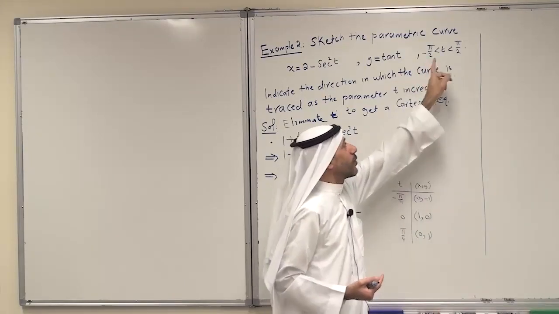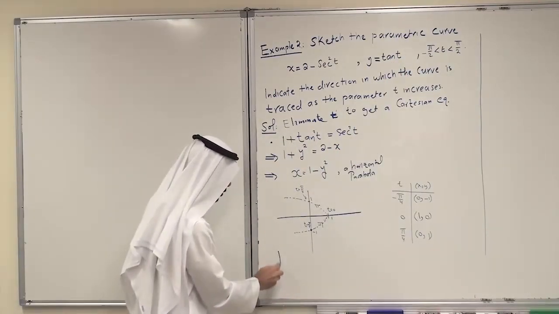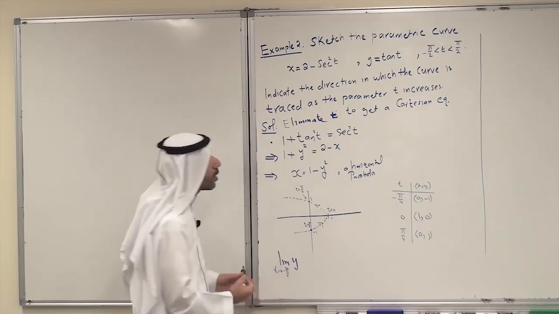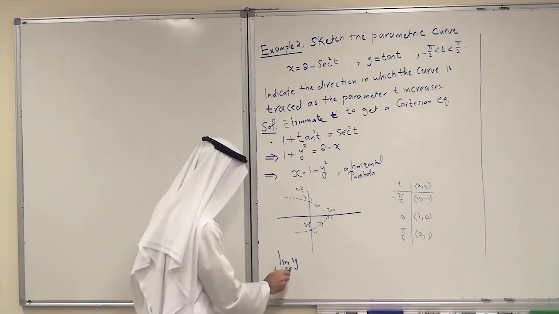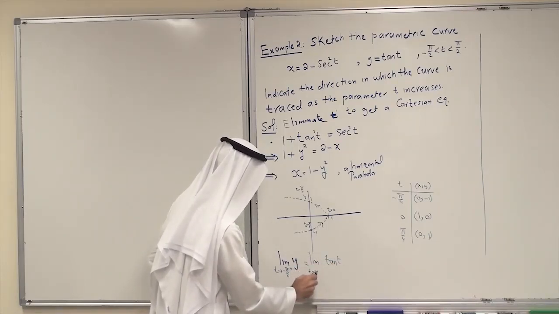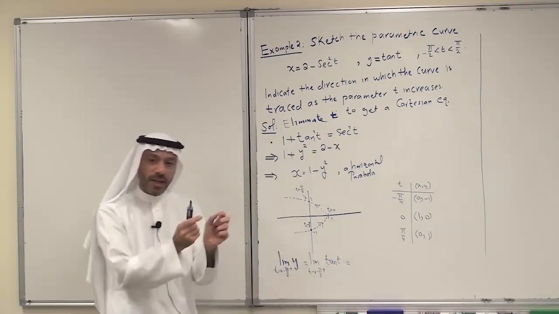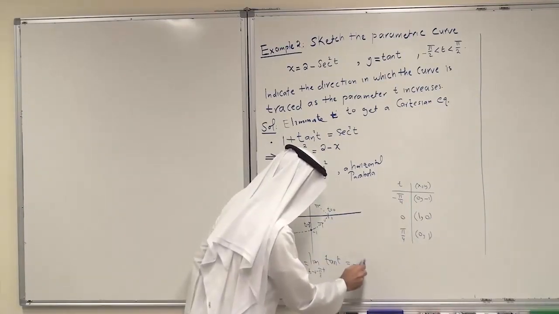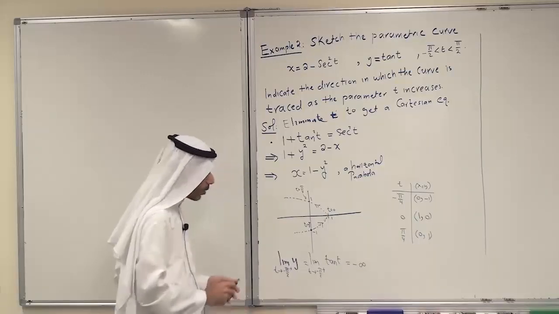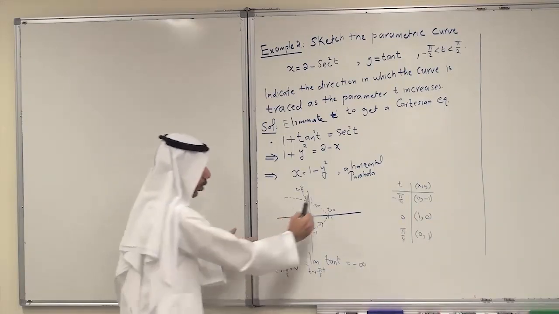If t approaches minus pi over 2, what happens to 2 tan t? So here, find the limit of y as t approaches minus pi over 2 from the right. This becomes the limit of tan t as t approaches minus pi over 2 from the right. You just need to recall the graph of tan, and the answer will be minus infinity. So as t approaches minus pi over 2, y will approach minus infinity. So this means the graph here will continue in this direction. I will get the whole part of this parabola.